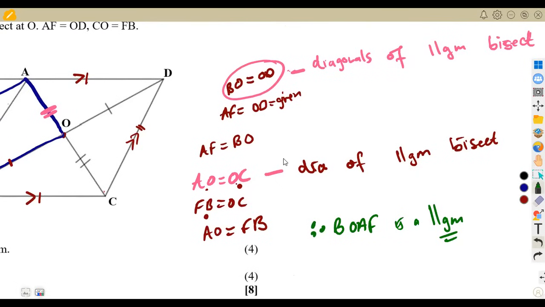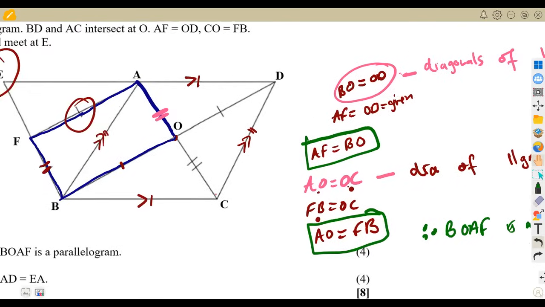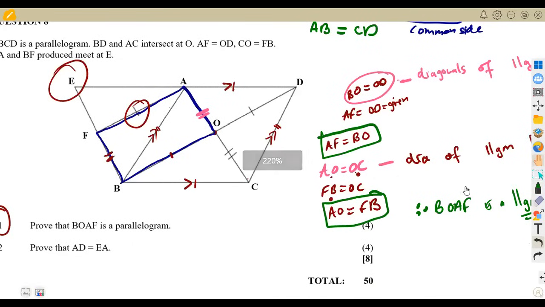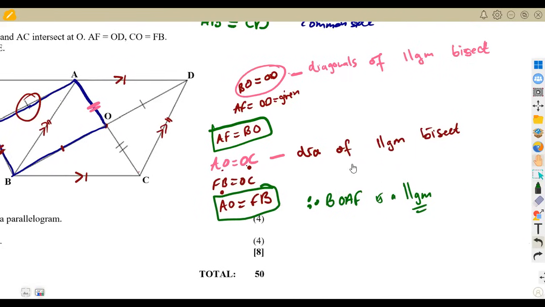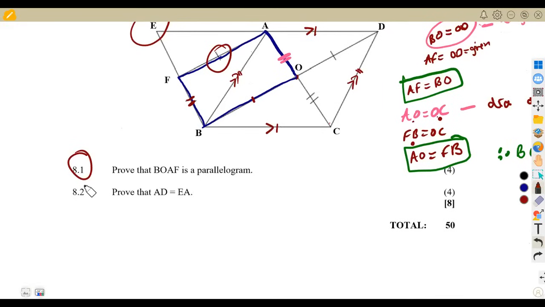So the condition is we have these two sides being equal, and these two sides being equal also, AF. So that means opposite sides of a quadrilateral are equal, and that is exactly what happens in a parallelogram. So you're going to have that as a reason. As long as one of the reasons can be satisfied, it means the shape is a parallelogram, or the shape has been proved, all right? Prove that AD is equal to EA.